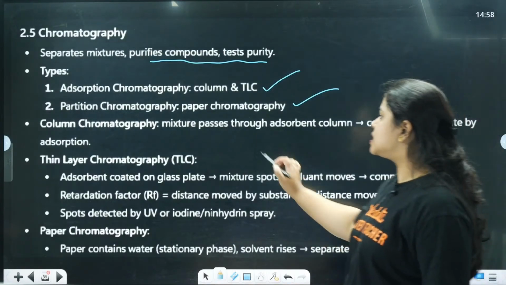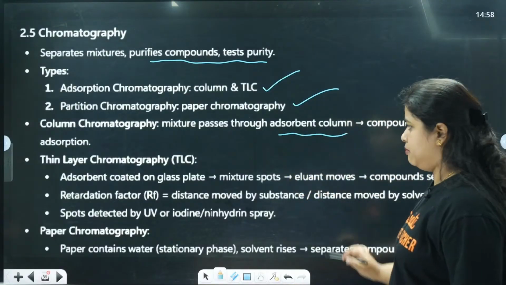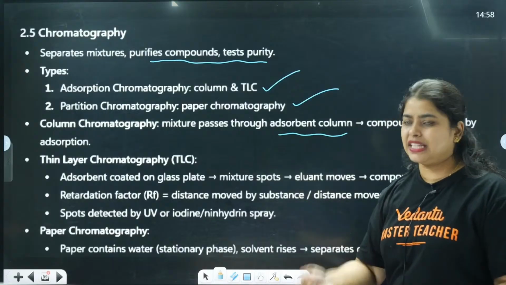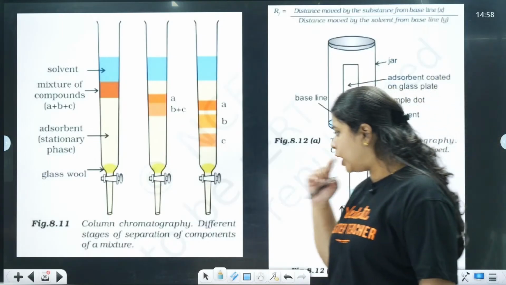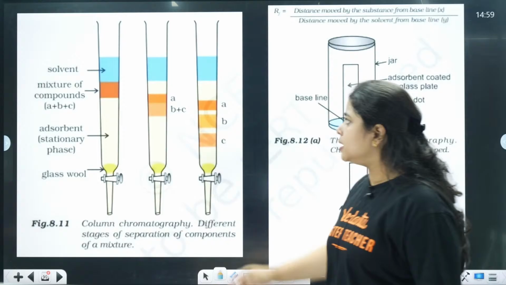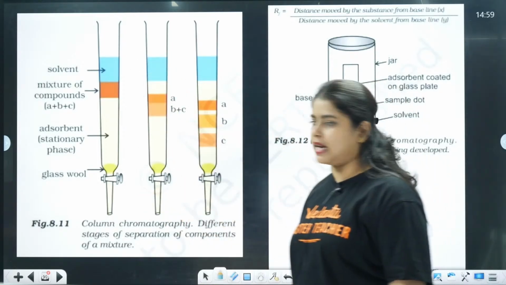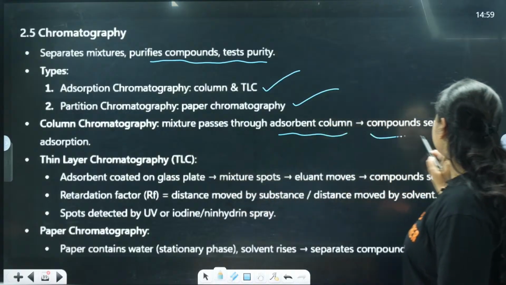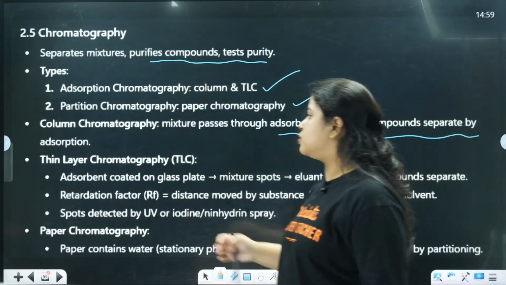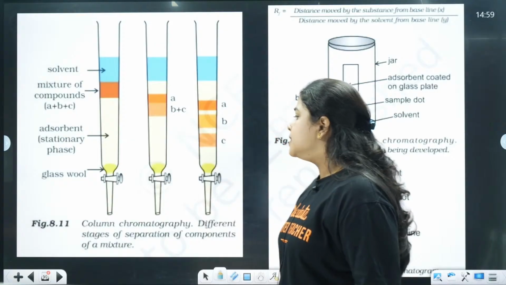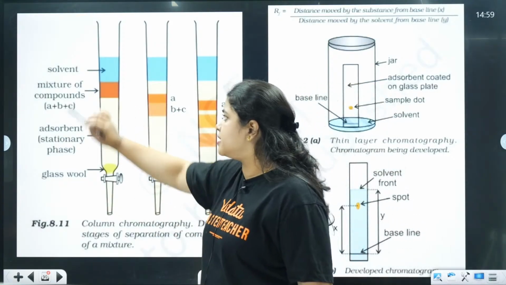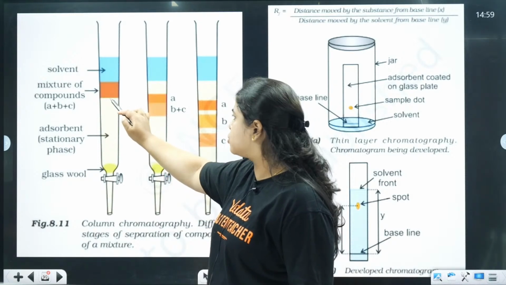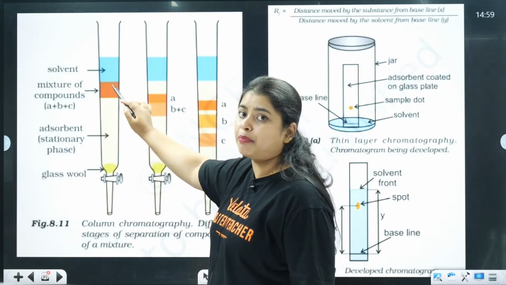Here the mixture is passing through the adsorbent column. Okay, the mixture, the impurity, they pass it through the adsorbent column. Like here, see the column chromatography, so they pass it through the adsorbent liquid column. Done. Next what happens here, compounds are separated by adsorption. Concentrate here, the solvent is here, the mixture of the compounds is here. Okay, A, B, C, the mixture of compounds, now this will get separated. Okay, we are separating this now.